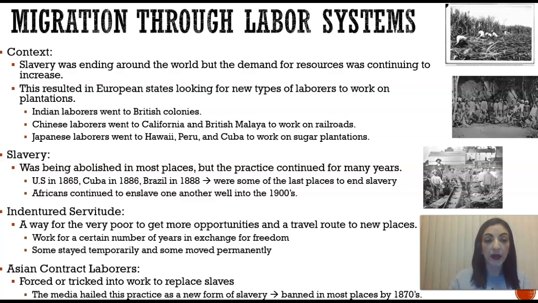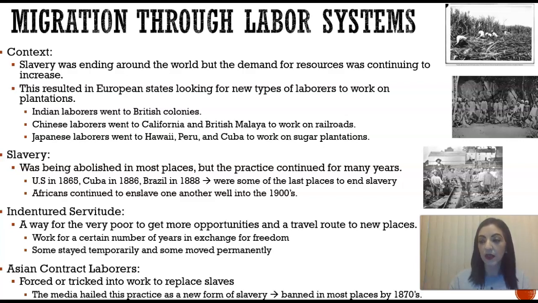So for example, you had Indian laborers who were going to the British colonies. You had Chinese laborers who were going to California and British Malaya to work on the railroads. You had Japanese laborers who were going to Hawaii, Peru, and Cuba to work on the sugar plantations. Slavery itself had been abolished in most places, but the practice would continue for many, many years.